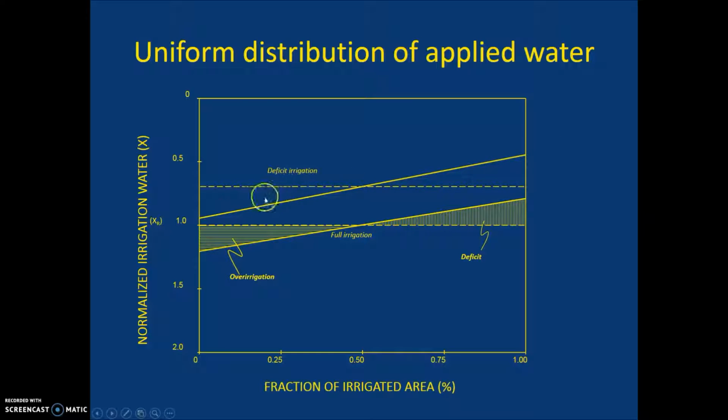We plot here another situation where we are applying this mean depth, the discontinuous line, and we see that in all the locations of the field, the depth of water applied is less than that required for full ET. This means that we are in a situation where in all the field we are suffering water stress. It's a situation of deficit irrigation.